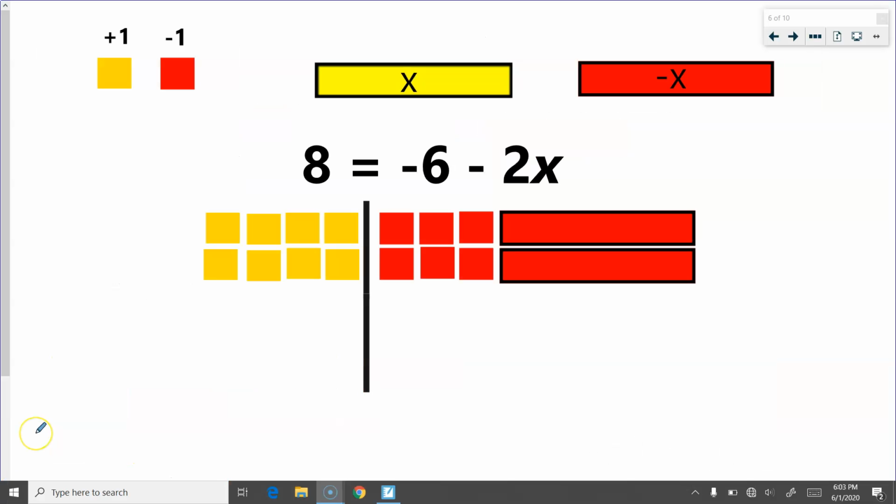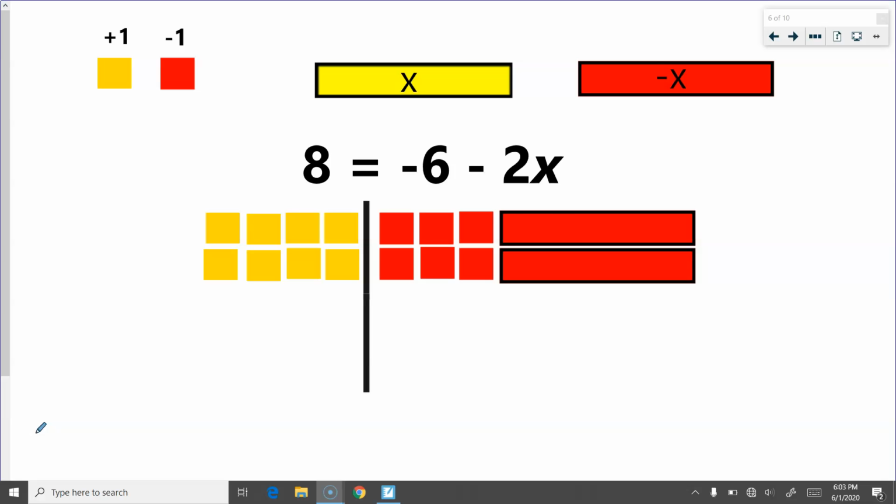Okay, I'm going to do one more example here where it's set up a little bit different. It's kind of flipped. That sometimes confuses people and has some more negatives in it. So here we've got 8 equals -6 minus 2x. So I've got my tiles all laid out. I need to make the variable tiles positive.